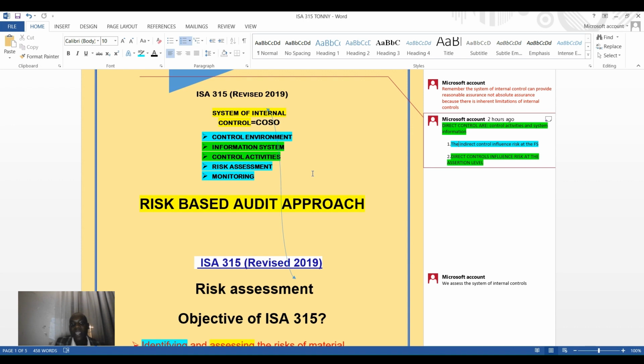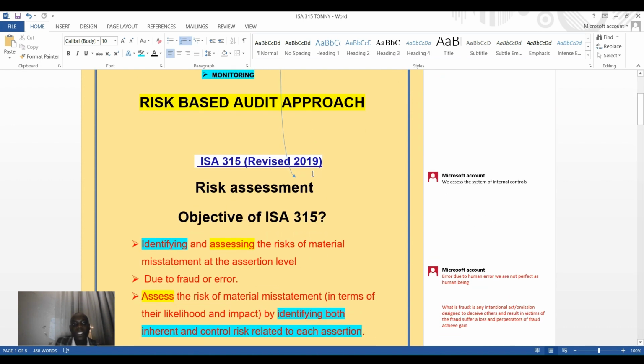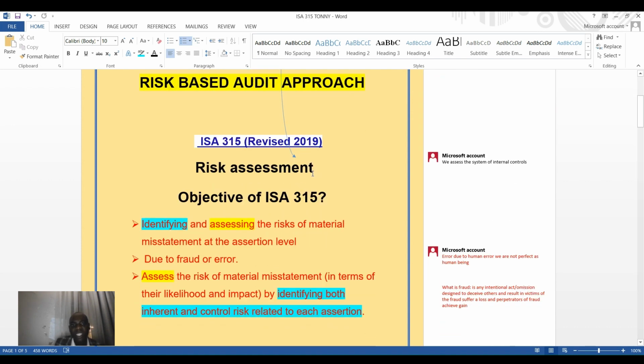Okay, the objective of ESA 315 is to identify and assess the risk of material misstatement at the assertion level. Remember that the risk of material misstatement at the assertion level may occur due to fraud or error. As you know, fraud is any intentional act or omission designed to deceive others.